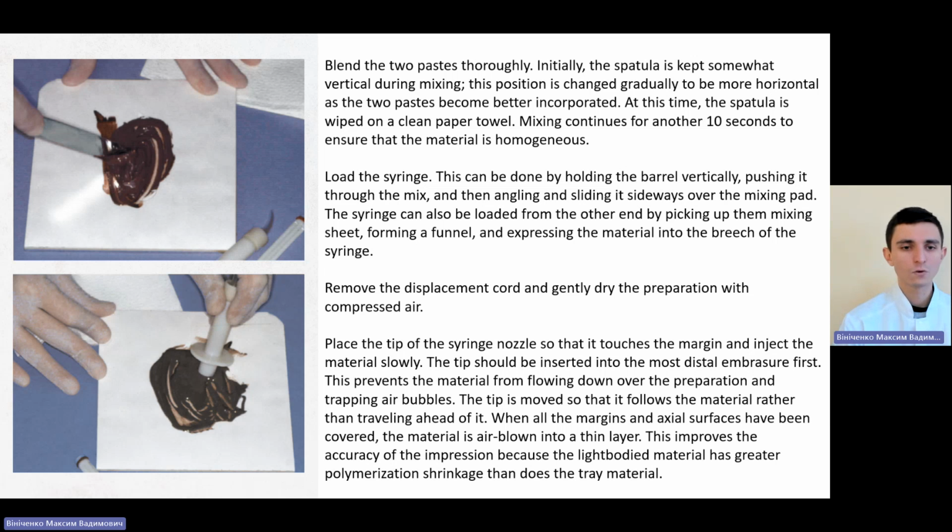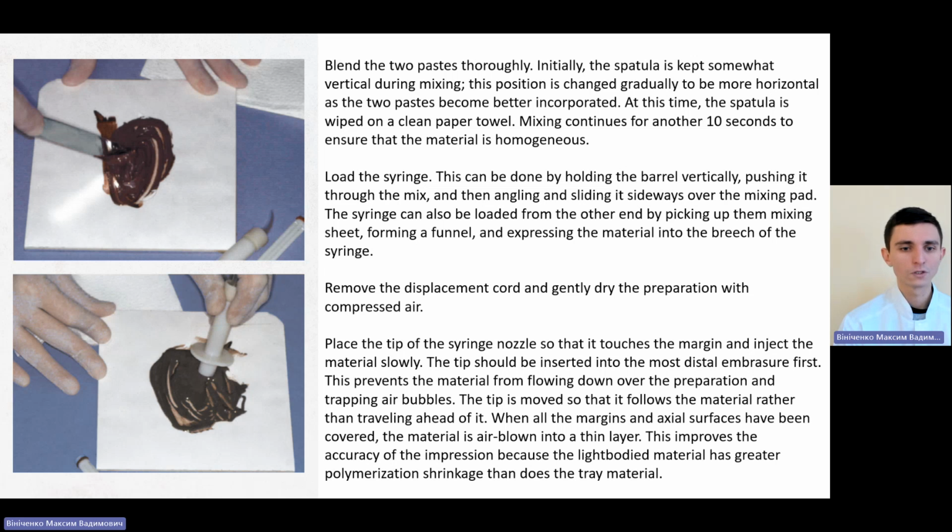Remove the displacement cord and gently dry the preparation with compressed air. Place the tip of the syringe nozzle so that it touches the margins and inject the material slowly. The tip should be inserted into the most distal embouchure first. This prevents the material from flowing down over the preparation and trapping air bubbles.